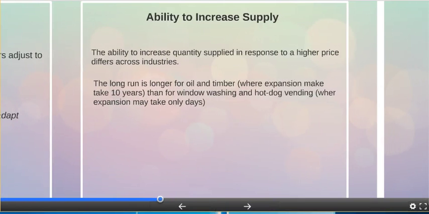The ability to increase quantity supplied in response to a higher price differs across industries. For example, oil was discovered on Alaska's North Slope in 1967, but that oil did not reach the market until a decade later. The long run is longer for oil and timber, where expansion may take a decade, than for window washing and hot dog vending, where expansion may take only days as you hire another person and get some more squeegees, or go find yourself a cart and buy some more hot dogs. But yeah, oil would take a long time to expand.